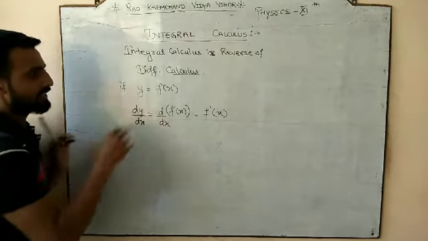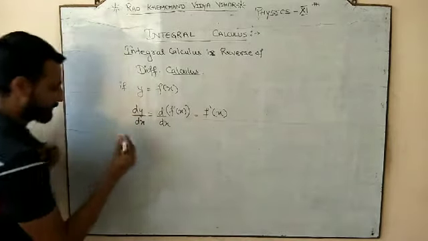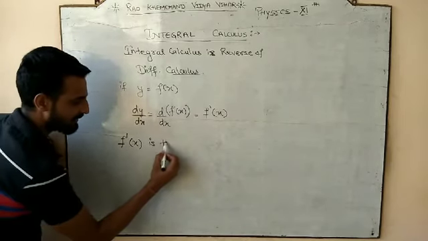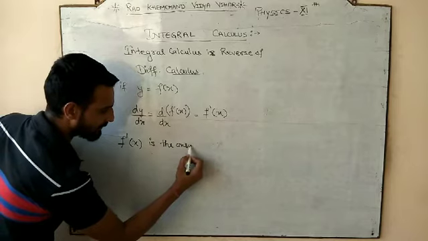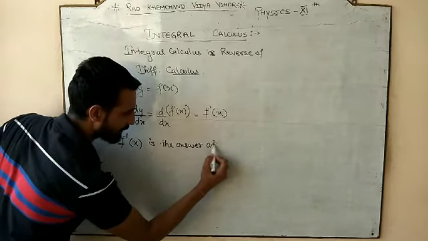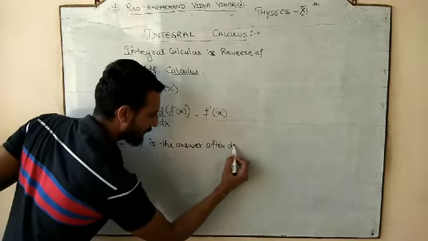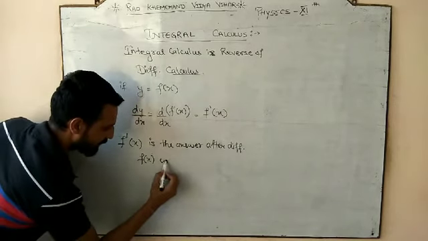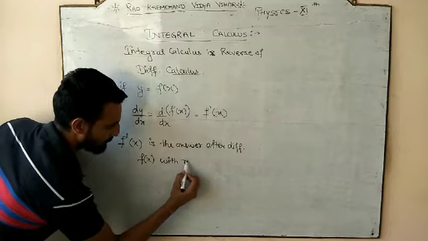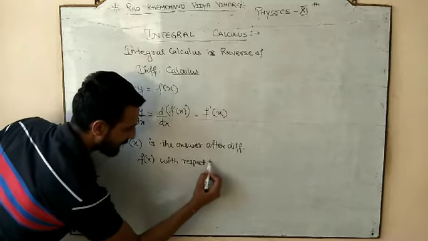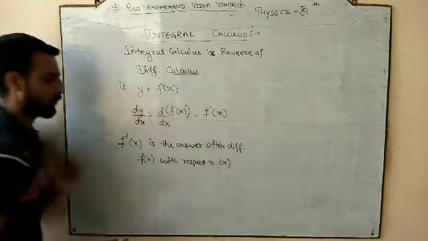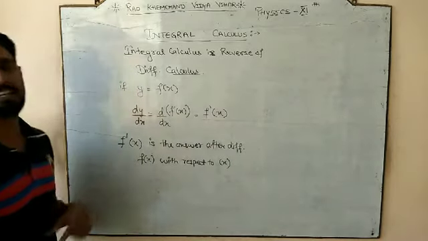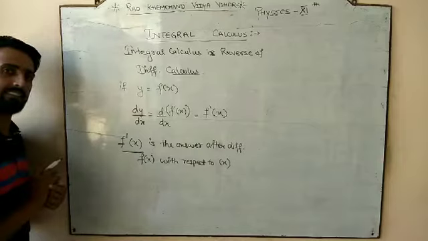So it means f dash x is the answer after differentiating fx with respect to x. So once we differentiate any given function with respect to x, it will give us some answer, f dash x.